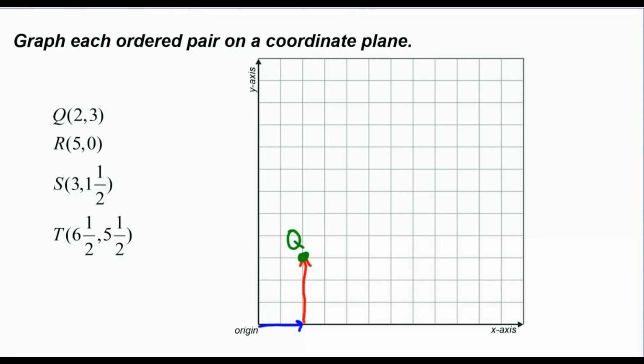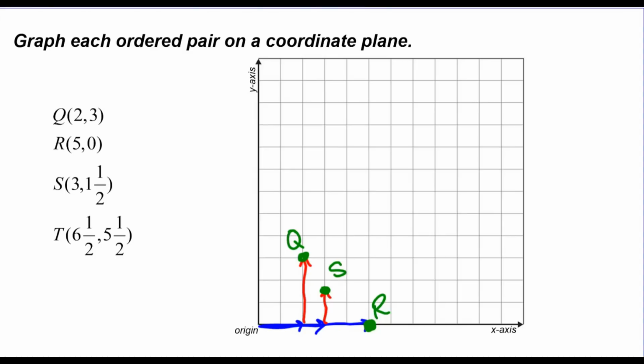And then likewise, R is going to be located at 5, 0. So that means I'm going to go over 5 on the x-axis, and then 0 on the y-axis. So I don't go up at all. So then R is just going to live right there on the x-axis. So there's R. S is at the point 3, 1.5. So I'm going to go over 3 on the x-axis, and then up 1.5. So halfway between 1 and 2 on the y-axis, and that is where S will be.